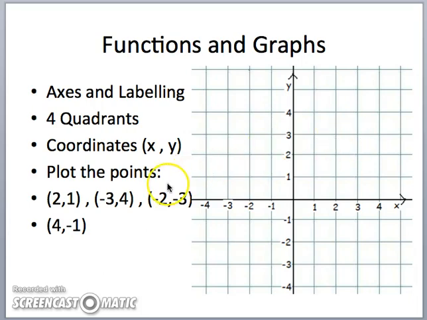If we wanted to plot these points, (2, 1), we would start at the origin, go 2 along and 1 up, and mark across here. If we wanted to plot the point (-3, 4), we'd go -3 in the x direction and then 4 in the y direction and plot a point here.